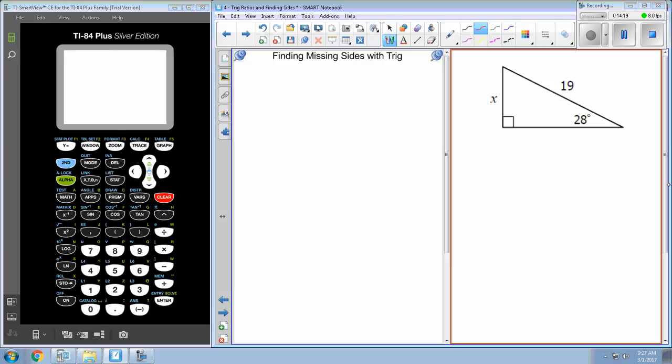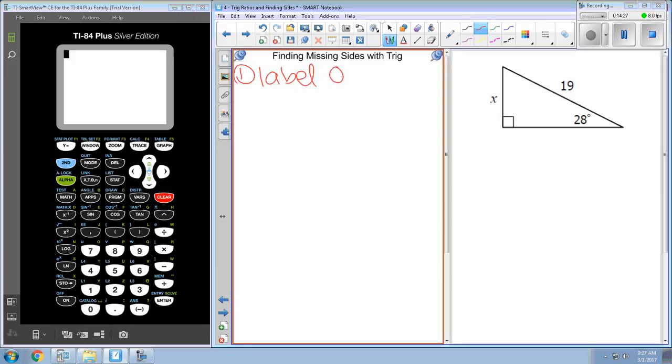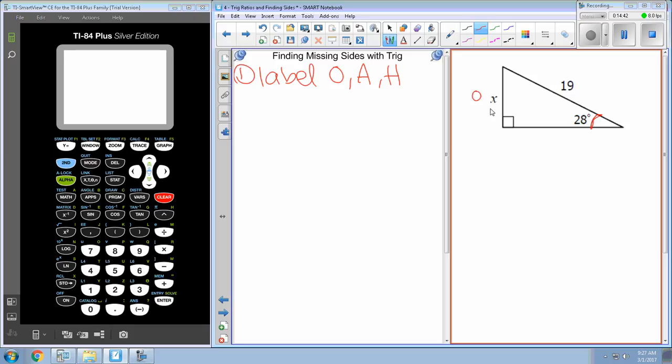So, first step for finding a missing side using your trig. You are first going to label your O, your A, and your H on your triangle. O is your opposite side, A is your adjacent side, and H is your hypotenuse. You are doing that based on the angle that I have labeled. So O from the 28 is X. A from the 28 is this base right here, the other leg. And the 19 is your hypotenuse.